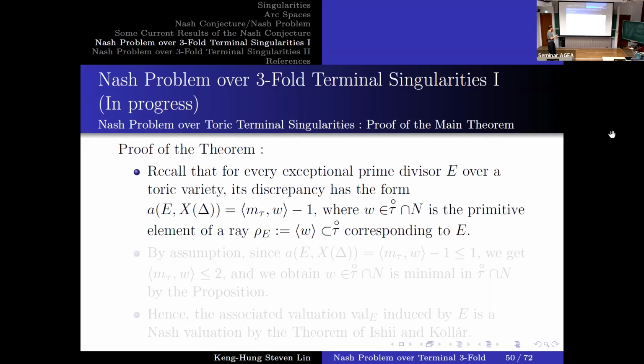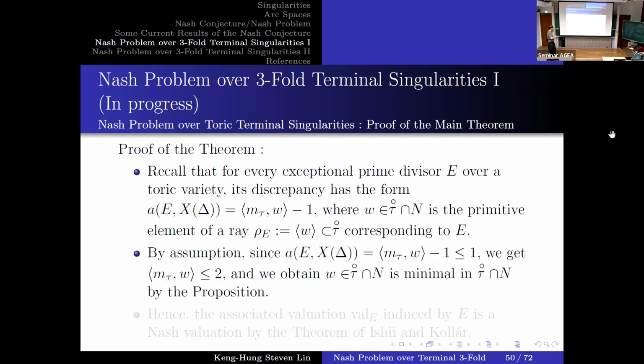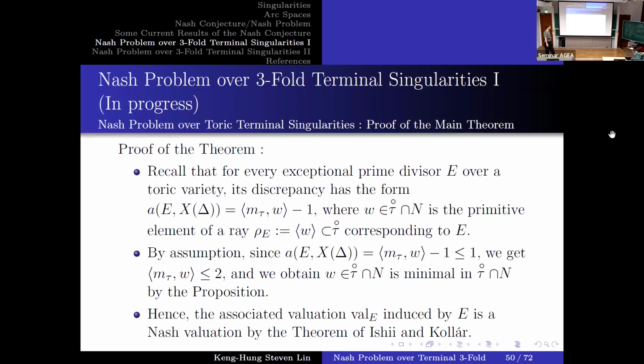So assume the discrepancy is less than 1, then we can get that the inner product with respect to m tau is bounded by 2. So by the previous proposition, we know that such W is a minimal element in m tau circle intercept n. Then we apply the result from Ishii and Kollár. We can say that such W will induce a Nash valuation.